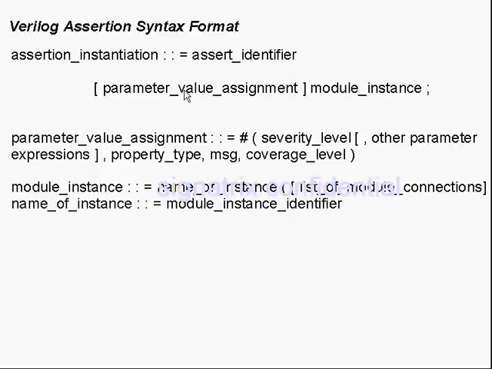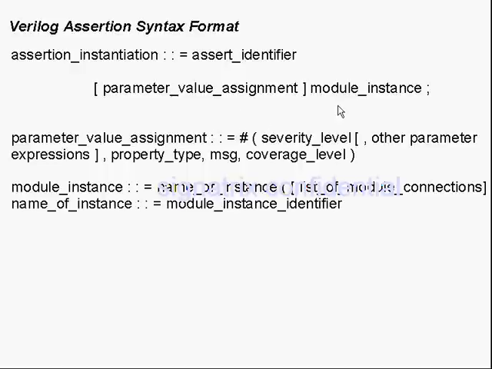Here you can do the parameter value assignment. We know the two types of parameter overriding, right? Defparam and parameter overriding by instantiation. Two things are there. So parameter value assignment, by using this also you can do it. We have to mention the severity level, the property type, the message, and the coverage level. These are the four things we can override in our locally instantiated assertions.